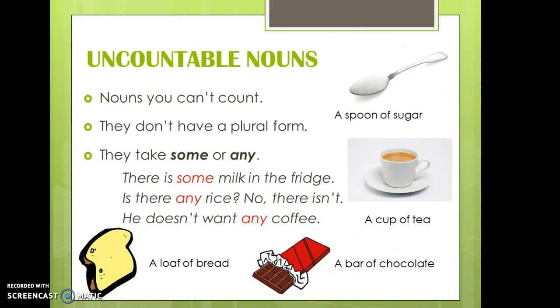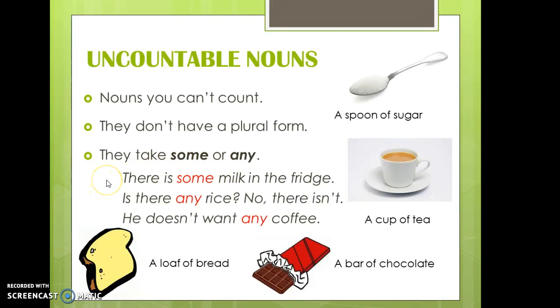In the case of uncountable nouns, well, these nouns are nouns that you can't count. And they only have the singular form, so they don't have a plural form. In this case, we use the articles some for affirmative sentences and any for questions and negative sentences.